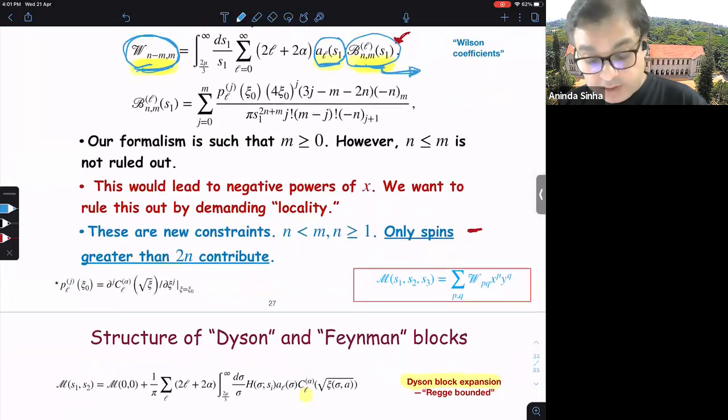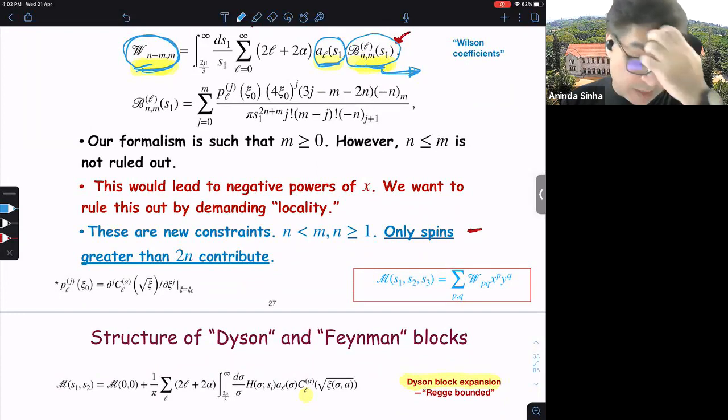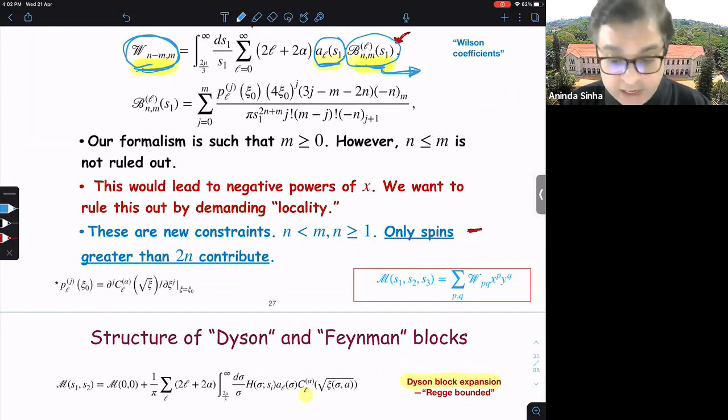But let's ask a more conceptual question. In the beginning, I made a big hue and cry about where are the Feynman diagrams. Because in the usual dispersion relation, we do not see the structure of Feynman diagrams. By that, I mean that you need to see some exchanges, maybe some contact diagrams. Where is that structure emerging from this?